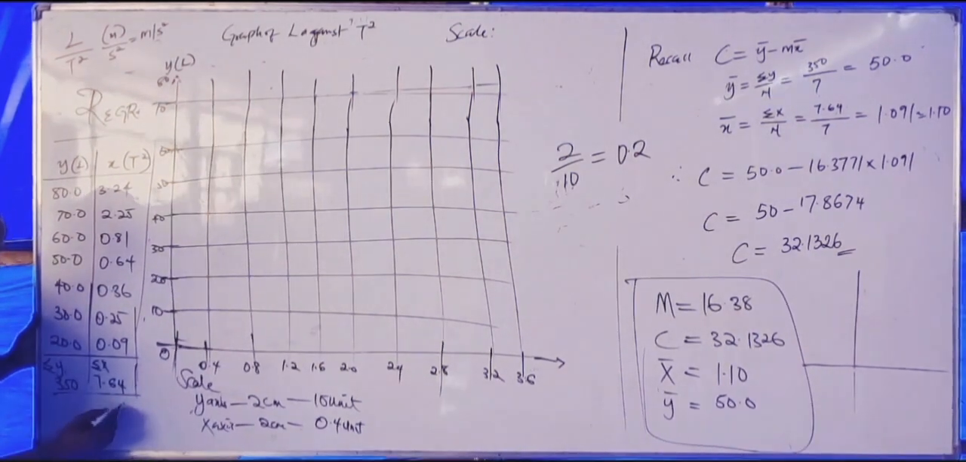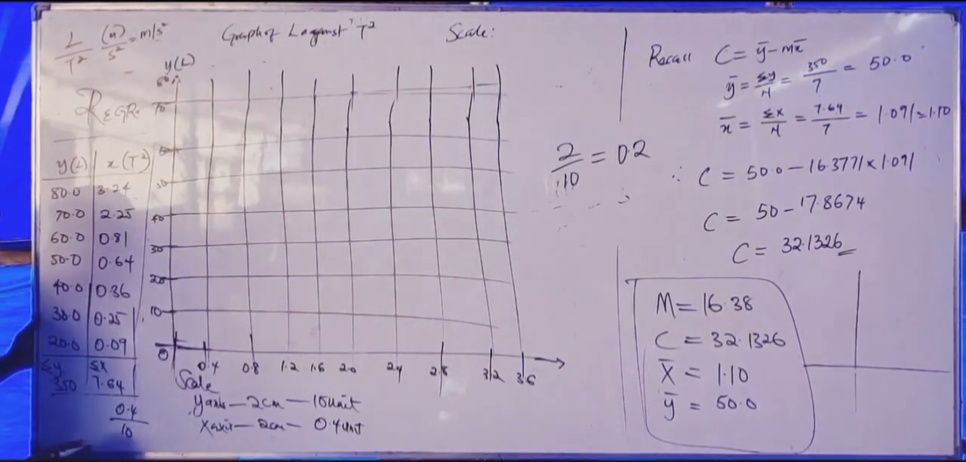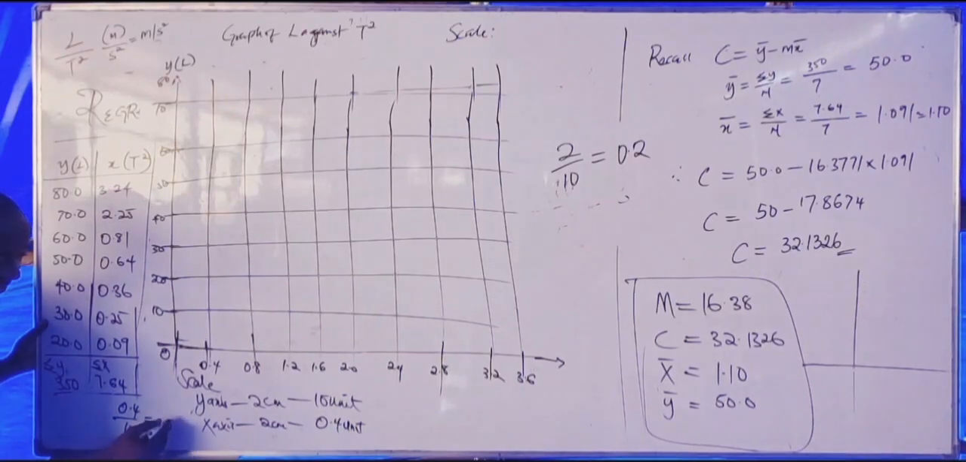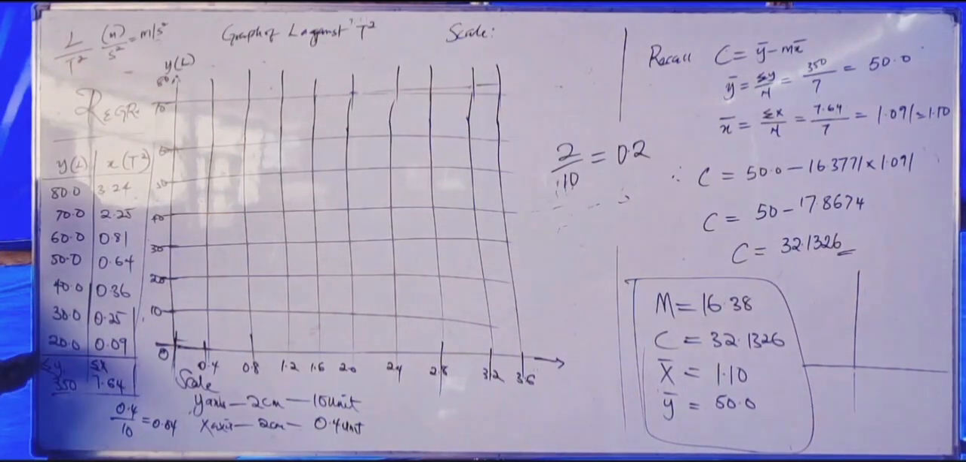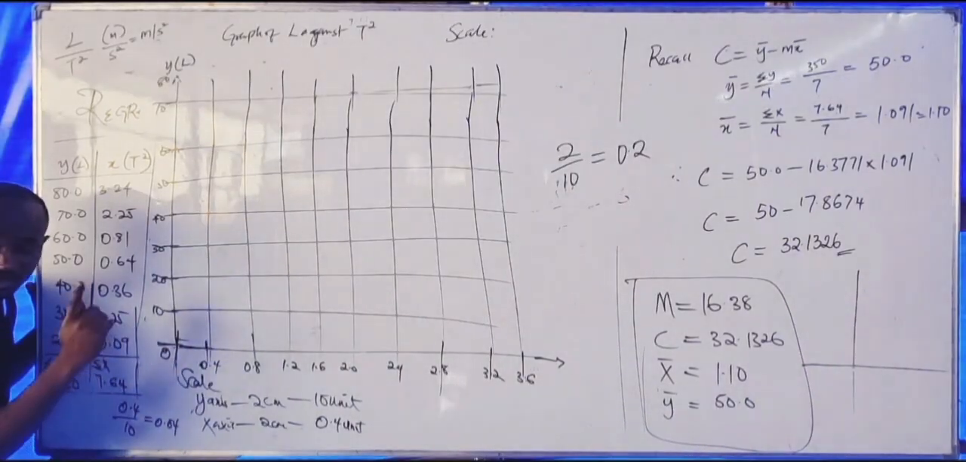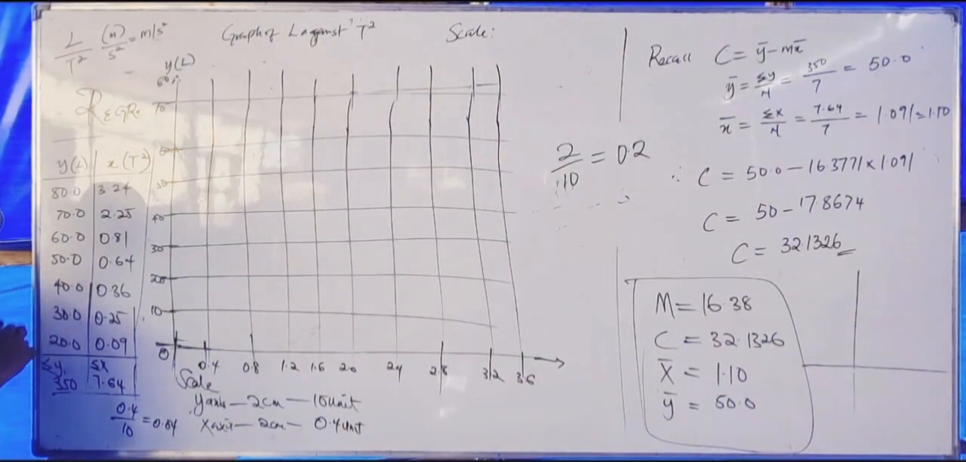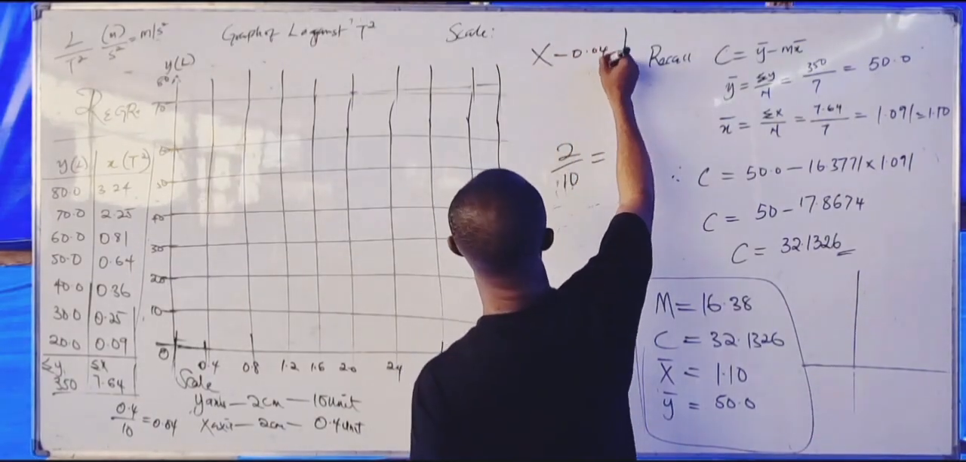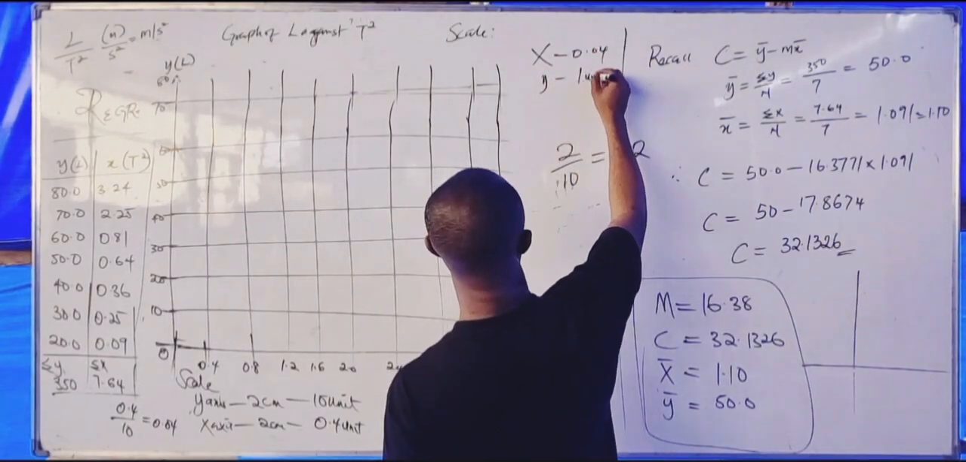Divide for me: 0.4 by what? 10. 0.4 divided by 10 is 0.04, right? That means each of these divisions on the x-axis represents what? 0.04. Exactly. Let me put it down so I won't forget. x is 0.04. What is y again? 1 unit.